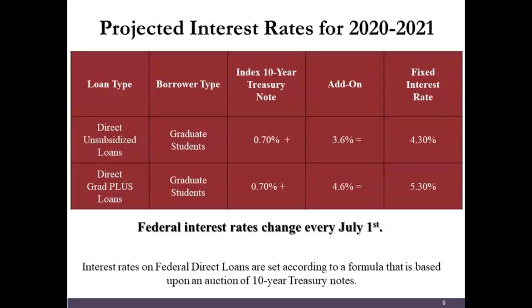They change every July 1st. So next July 1st, there will be new rates that come out. Usually that gets determined in May based on the 10-year Treasury notes. As you can see right here, the Treasury notes were at 0.70%, and then the add-on was 3.6, which resulted in the 4.30. On the bottom, there's always that special add-on, which is what mainly determines the interest rate for that year. So it's obviously not based on credit. It's basically just based on the market.